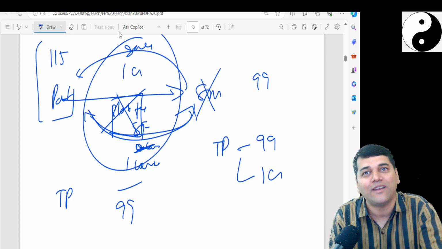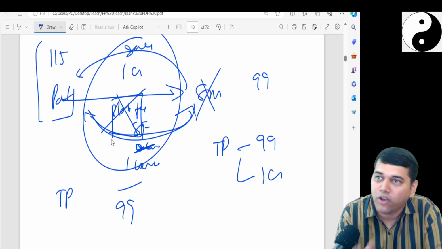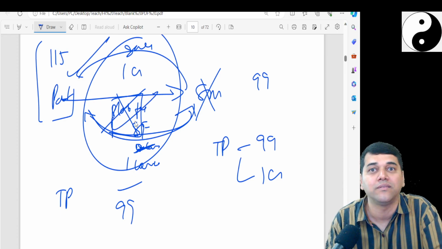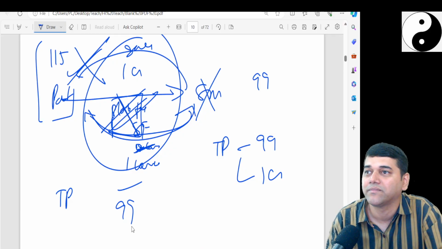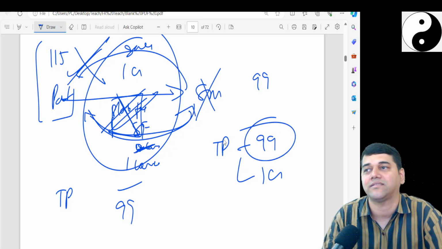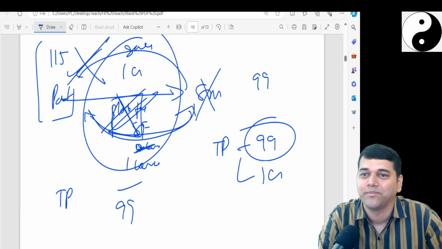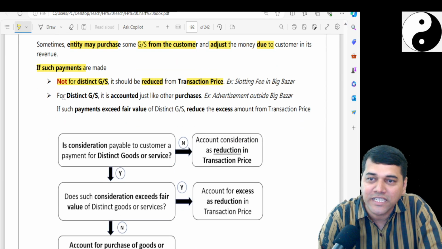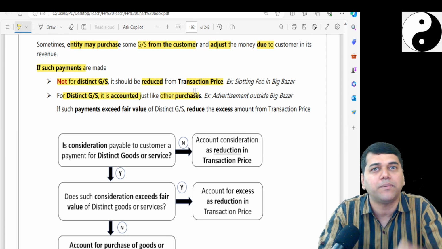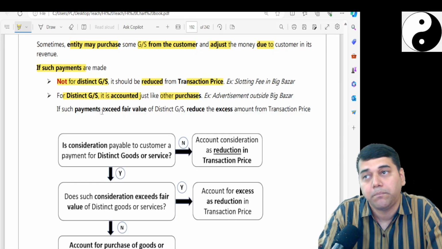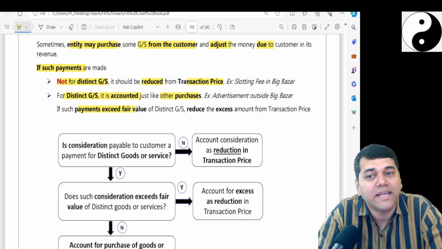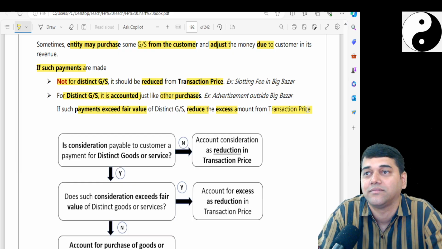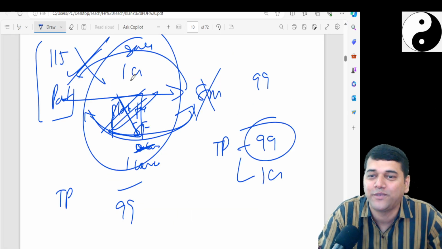So both are one, because this cannot be separated from the main sale transaction. If you sell this, then only this is available. If you don't sell this, this is not available. In such case, it is 99. Perfect. That means if you have paid for distinct goods and services, you account it like other purchases. But there is one catch. If the payment exceeds the fair value, you have to reduce the excess amount from the transaction price. I'll explain now. See the beauty of this.